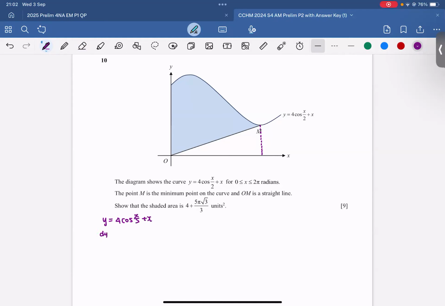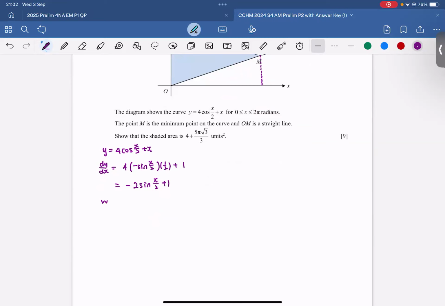So dy/dx is equal to 4. Differentiate this is what? Negative sine x over 2 times half, plus 1. So this is negative 2 sine x over 2 plus 1. So to find the maximum minimum is when dy/dx equals 0. Bring the thing over, we get half. Then we need to solve using basic angle equals sine inverse half. Remember, when differentiation and trigo is involved, everything is in radian.